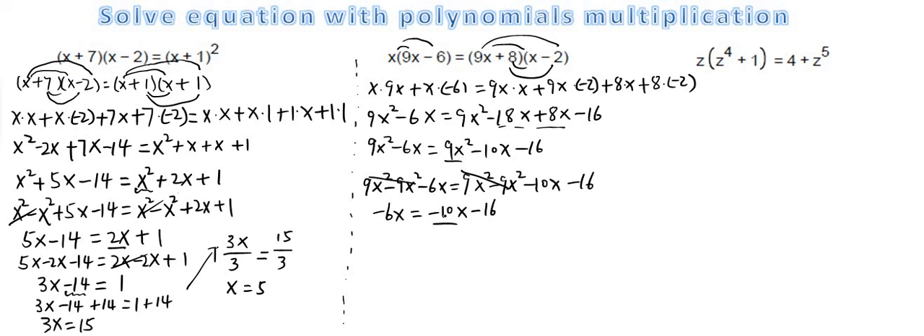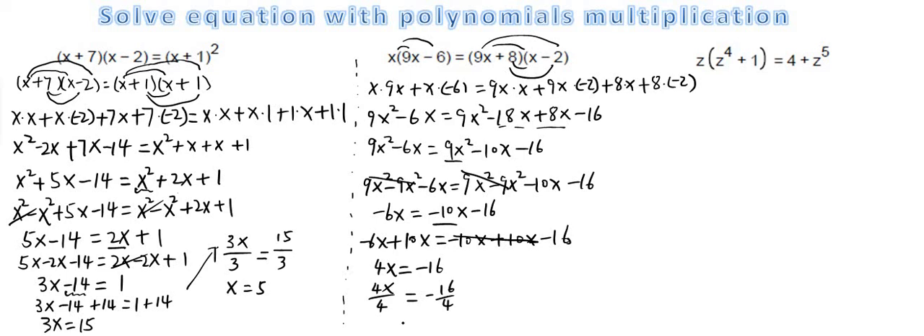And again we have negative 10x on the right hand side. That means we're gonna add 10x, and these two terms cancel out. We have 4x equals negative 16. Then we divide by 4 for both sides. That x equals negative 4. That's it.